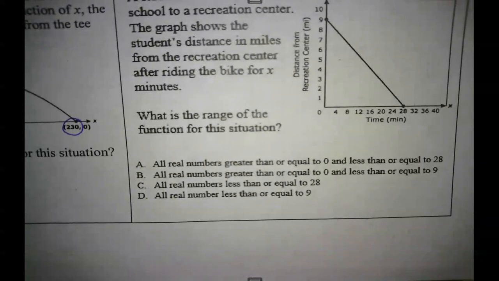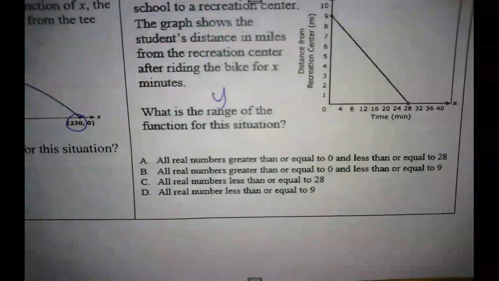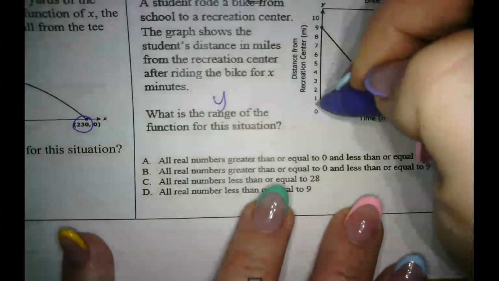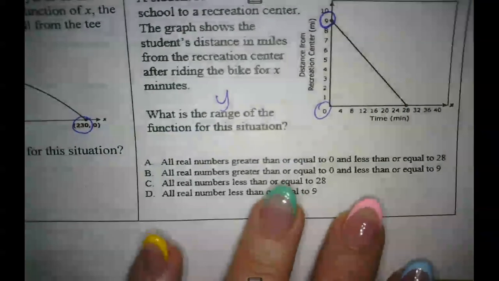A student rode a bike from school to the recreation center. The graph shows the student's distance in miles from the rec center after riding the bike for x minutes. What is the range of the function for the situation? So range is y values. So our bottommost y value is 0, and our topmost y value is 9.